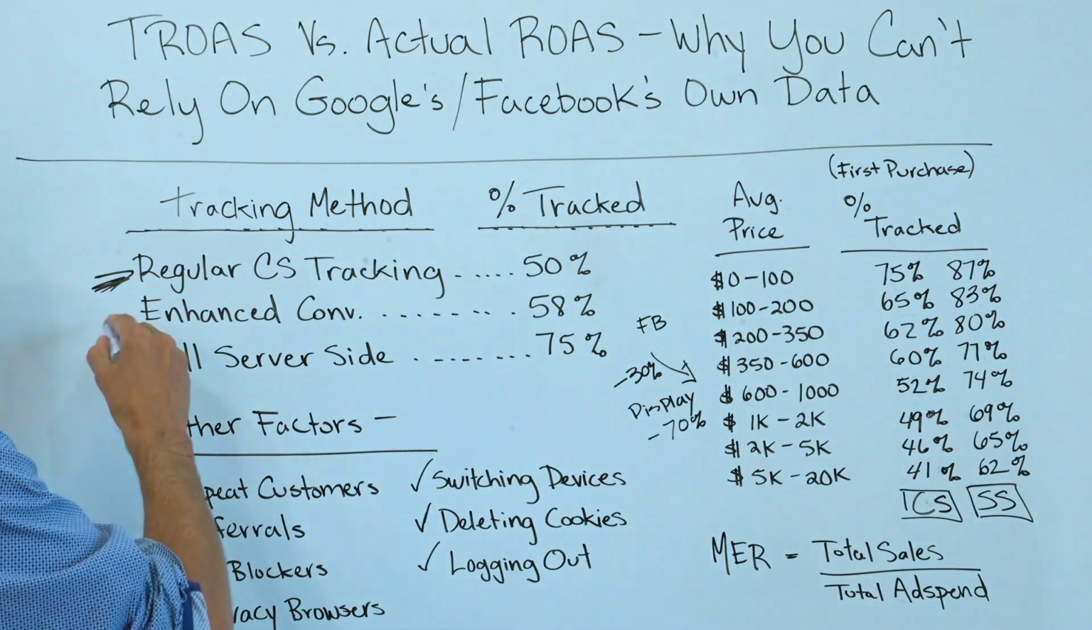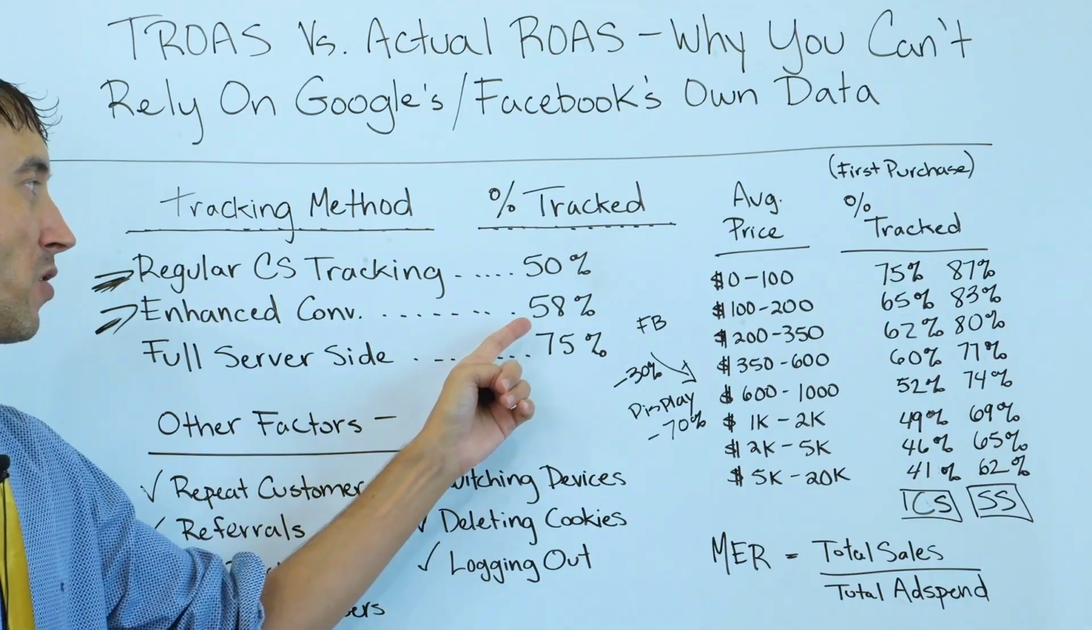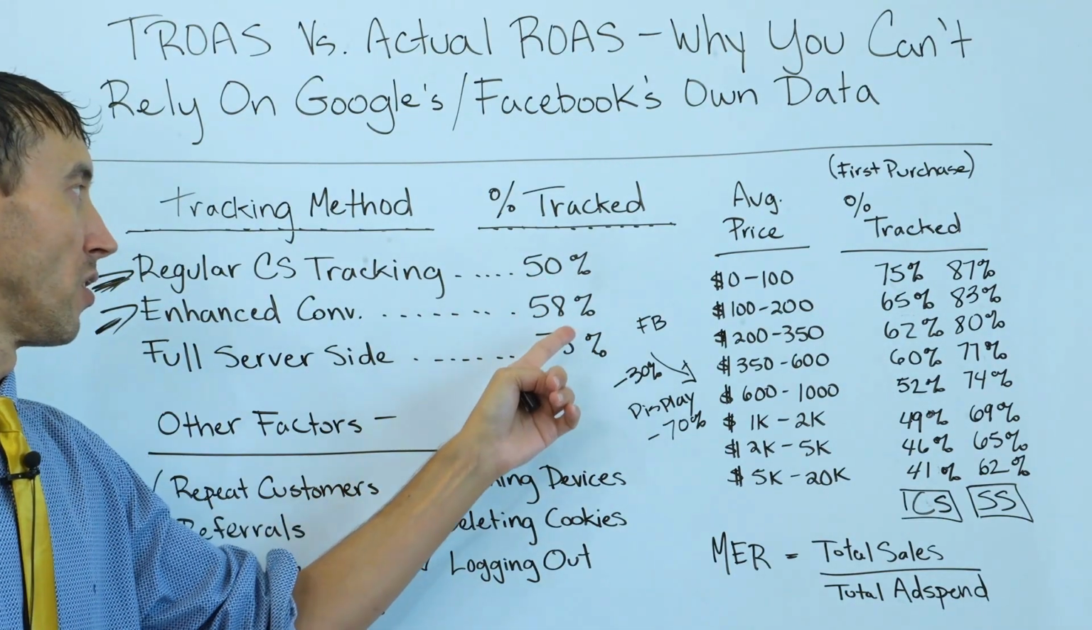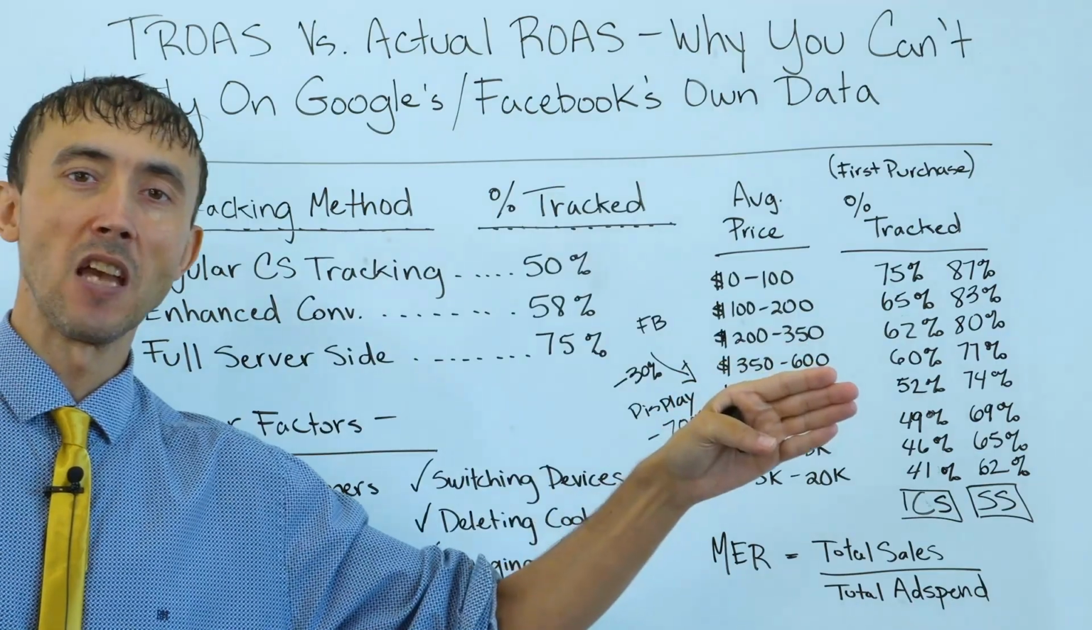Now, enhanced conversion tracking will get you more conversion data, but that'll only get you up on average from 50% undercounting to about 42% undercounting, or it counts about 58% of your sales.